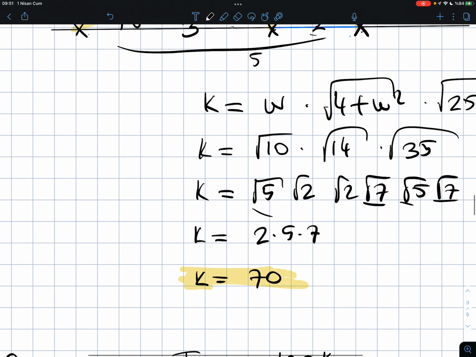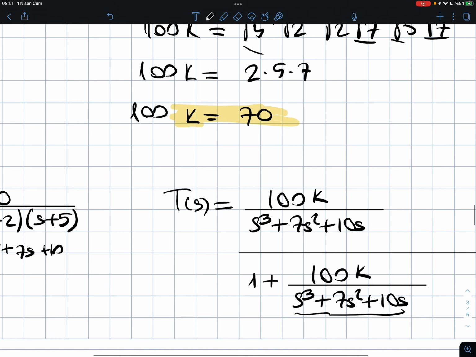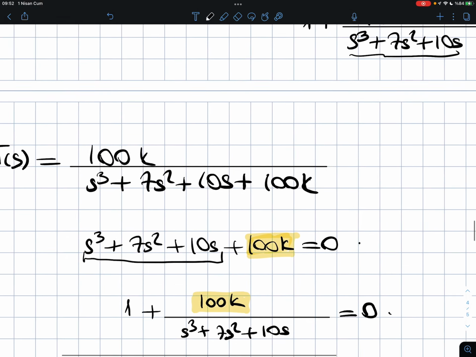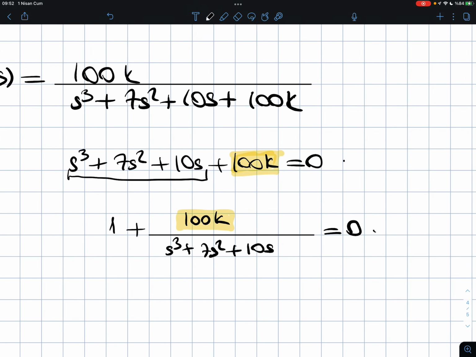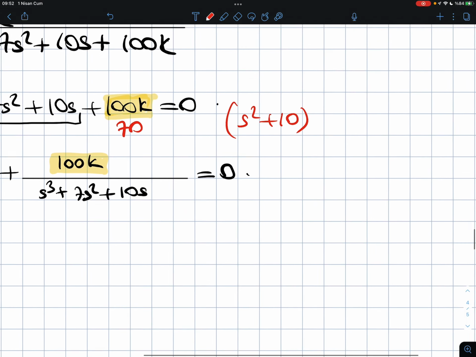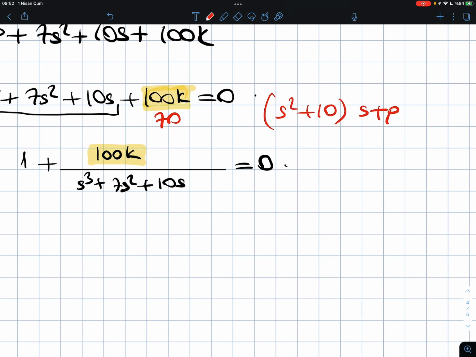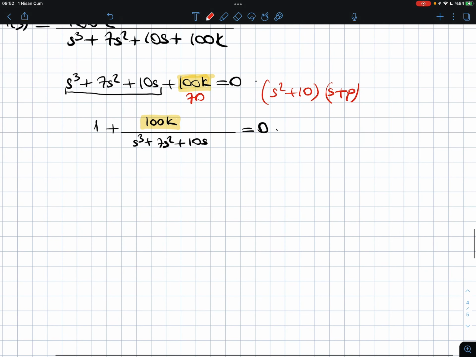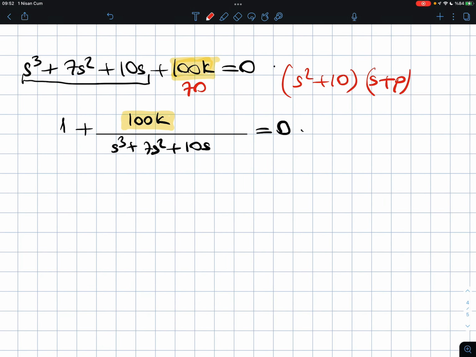So this should be the left hand side here. We've left this out, but 100k should be equal to the result here. So k is actually 0.7 and not 70, because if I use 0.7, this value here will be 70. And the roots of s cubed plus 7s squared plus 10s plus 70 has this in it, this times something else, because it's a third order system. So this is important. You have to check your k value and if it's working or not.